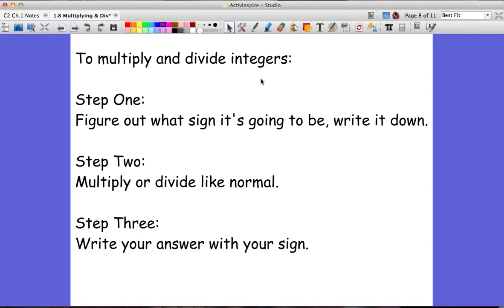All right, so to multiply and divide integers, the first thing you want to do is figure out what's the sign going to be and write it down. Just like we did with addition and subtraction, figure out the sign, then do the work. Step 2 would be multiply or divide like normal. And then step 3, write your answer with your sign. Remember, if it's negative, you do put a negative sign. If it's positive, we don't put a sign. We just put the number.